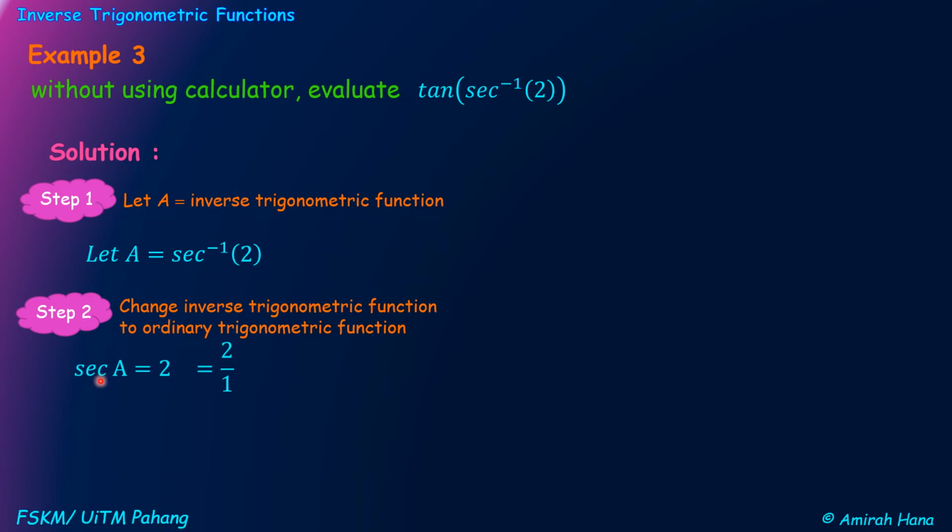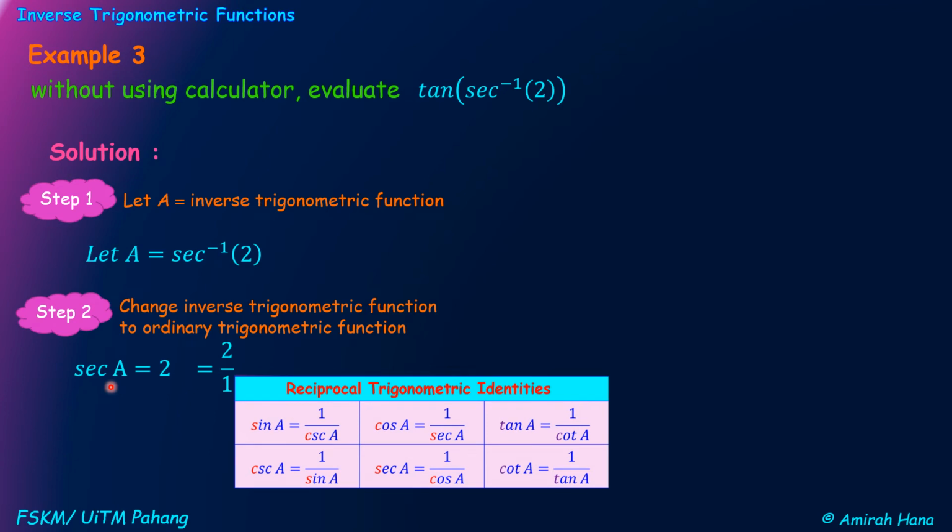This is a reciprocal function, so it is not easy to draw a right angle triangle directly. We can change it using reciprocal trigo identities. Sec here means the reciprocal function of cos. So we can write cos A equals to, we exchange numerator and denominator, so we get cos A equals to half.